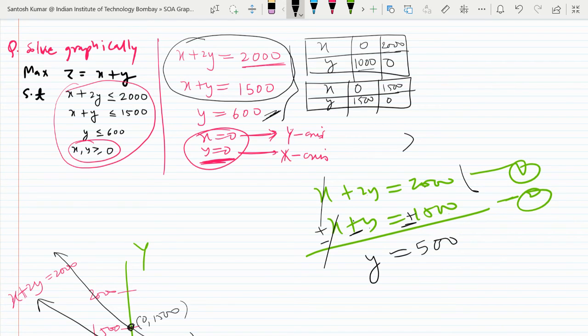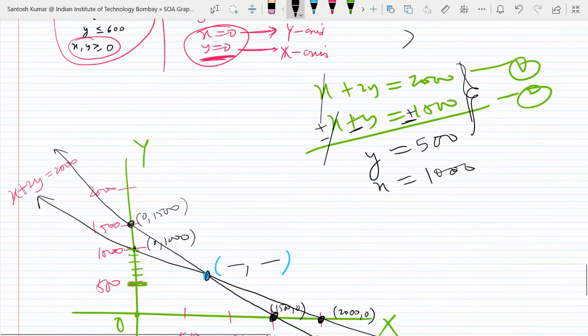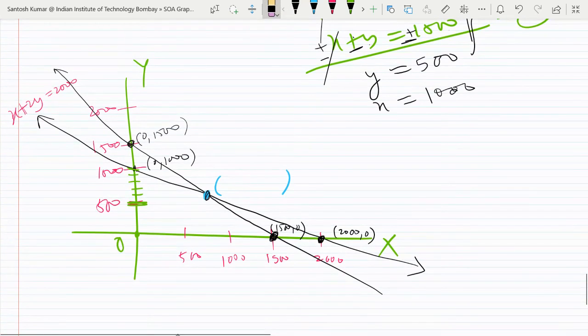Okay, and this 500 you put into any one of the equations here. So when you put y is equal to 500 in any one of the equations, x will be 1000. Put it anywhere. So the question was, what is the common intersection point of both lines? So this point is actually x is 1000.